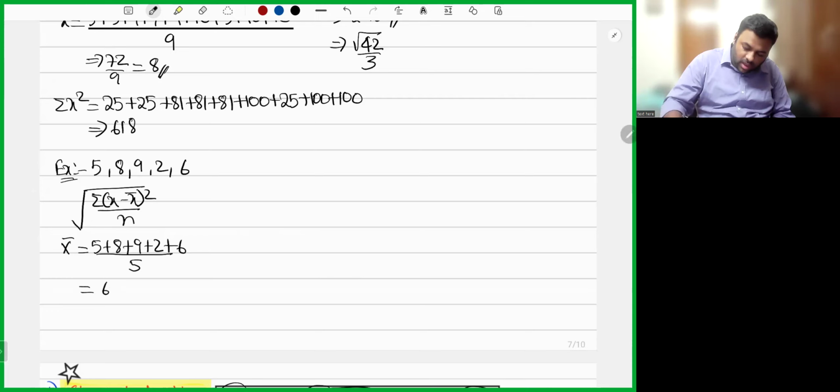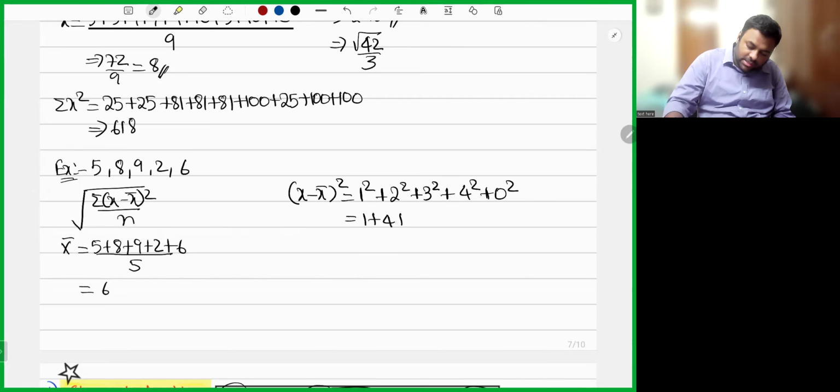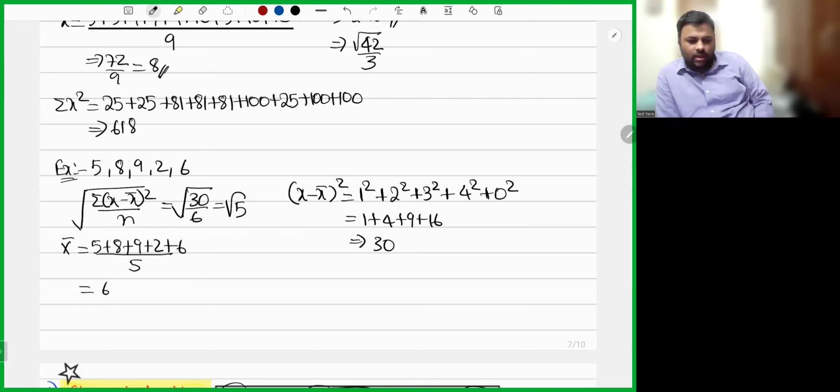Now, x minus x bar whole square. 5 minus 6, 1. 8 minus 6, 2. 9 minus 6, 3. 2 minus 6, 4. 6 minus 6, 0. 1 plus 4 plus 9 plus 16, 30. Root of 30 by 5, which is equal to root 6.